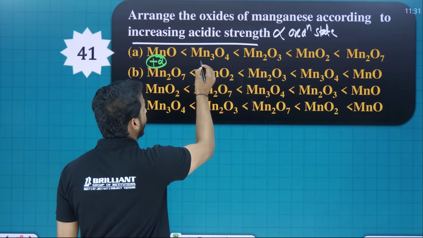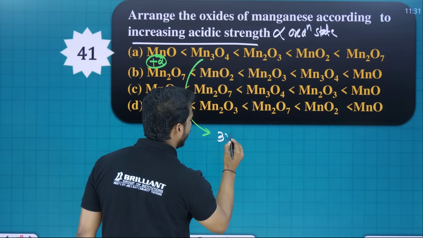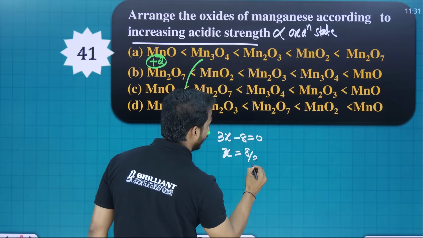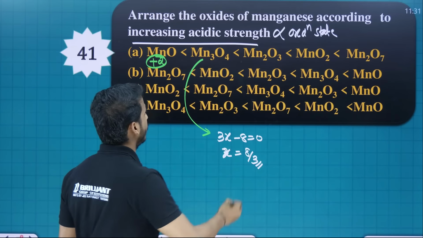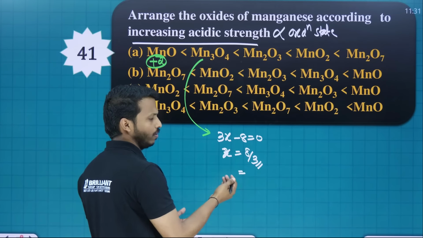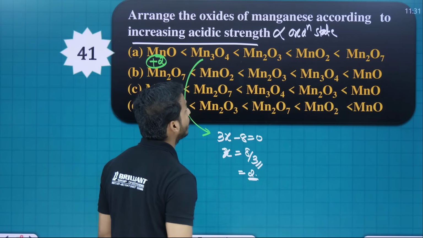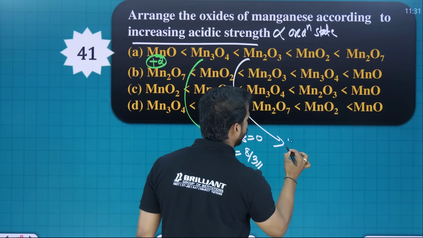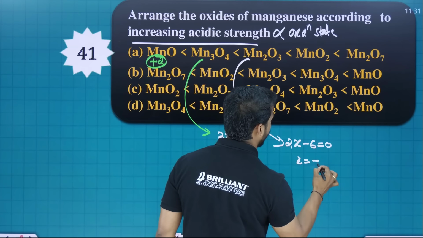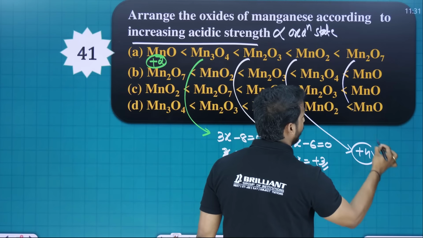What about Mn3O4? Mn3O4 means there will be 3 manganese, right? So 3x minus 8 equals 0, x equals what? 8 by 3, which is nearly 2 point something. The near value is enough. Now, what is Mn2O3? 2 manganese. So 2x minus 6 equals 0, x equals +3. And MnO2 means manganese is +4.